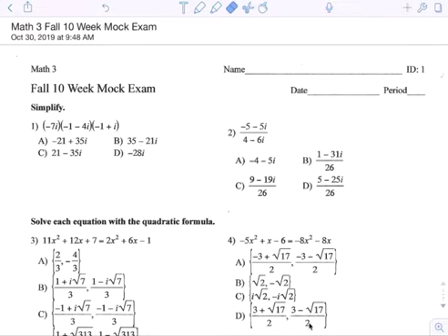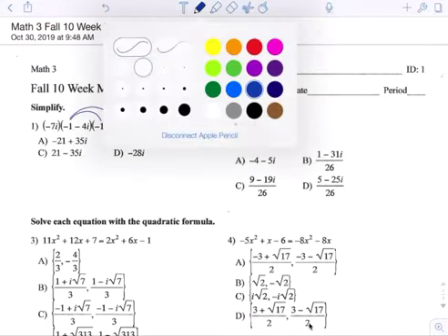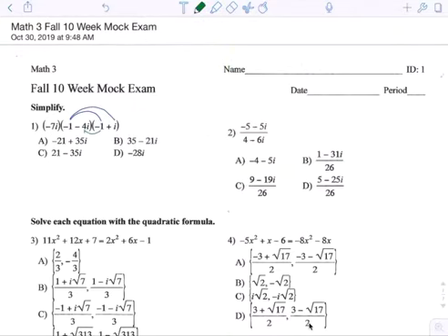Alright, here is the Math 3 Fall 10-week mock exam. For number 1, this one's multiplying complex numbers. What we're going to do first is multiply -1 to each one of these, and we're going to multiply -4i to each one of these.